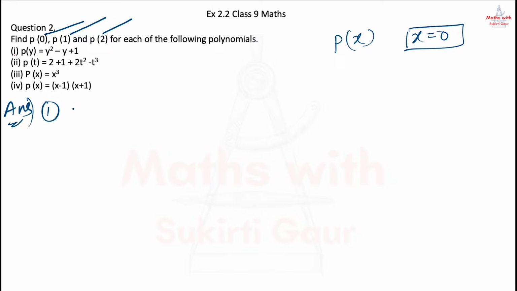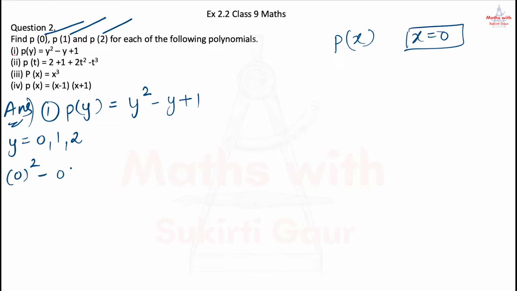Let's take the first part. P(y) equals y square minus y plus 1. Okay, so we are going to take y one by one. First we'll be taking 0, then 1, and then 2. So first taking y equals to 0. 0 square minus 0 plus 1 will give us 0 minus 0 is 0, plus 1 will be the answer.